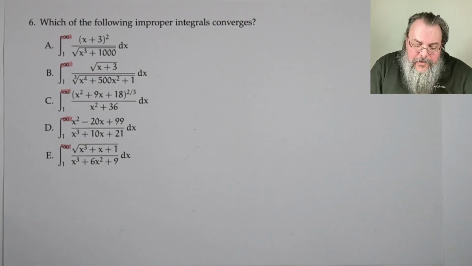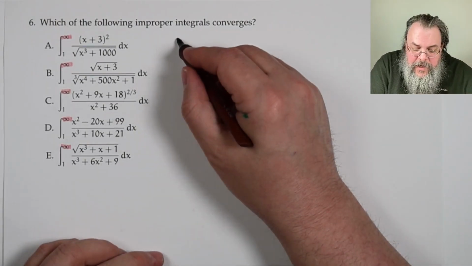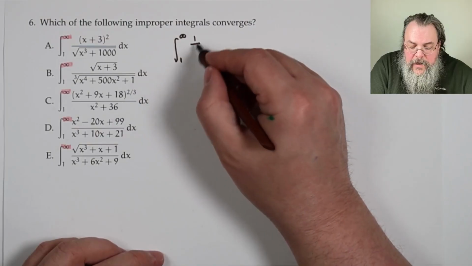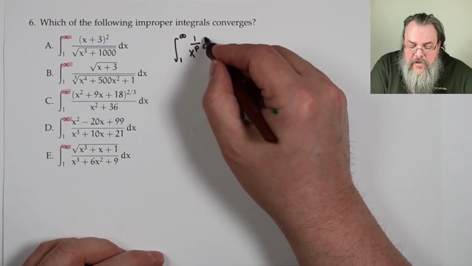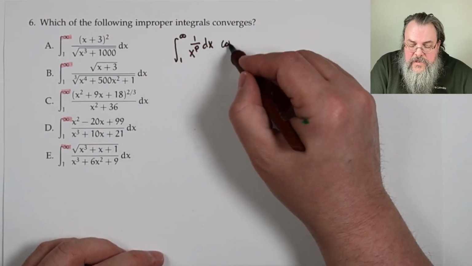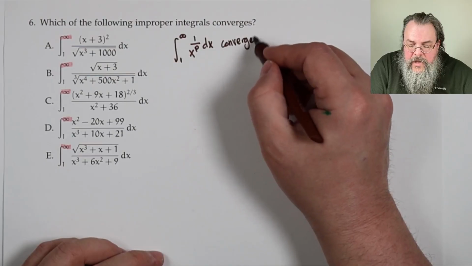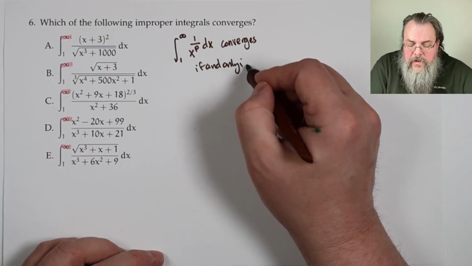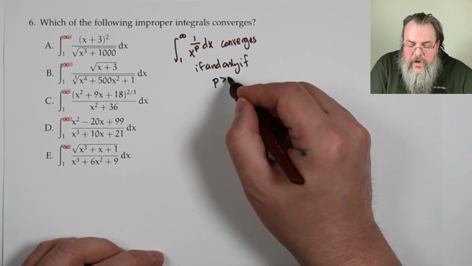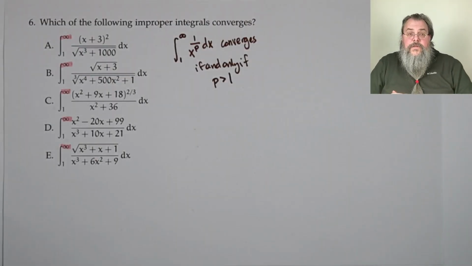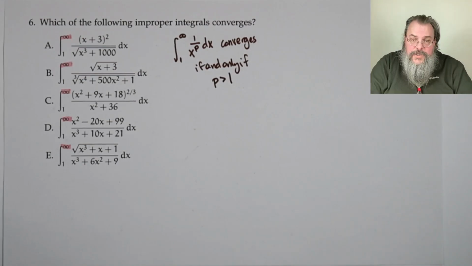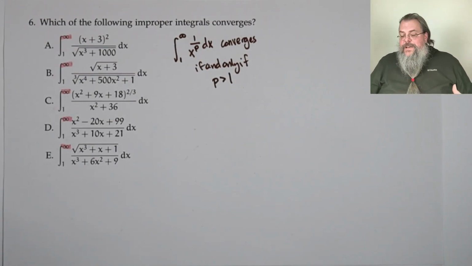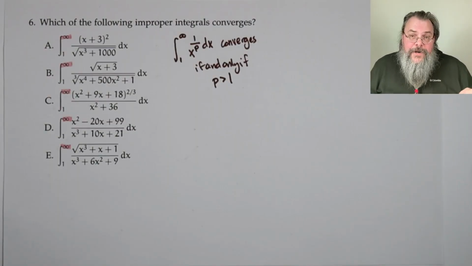All right, so here we go. The key one we're going to work with: the integral from 1 to infinity of 1 over x to the p dx converges if and only if, so that's pretty strong, p is greater than 1. So if p is greater than 1, it definitely converges. And if it converges, it must be the case that p is greater than 1. All right, so that's going to be one of our 2 keys.